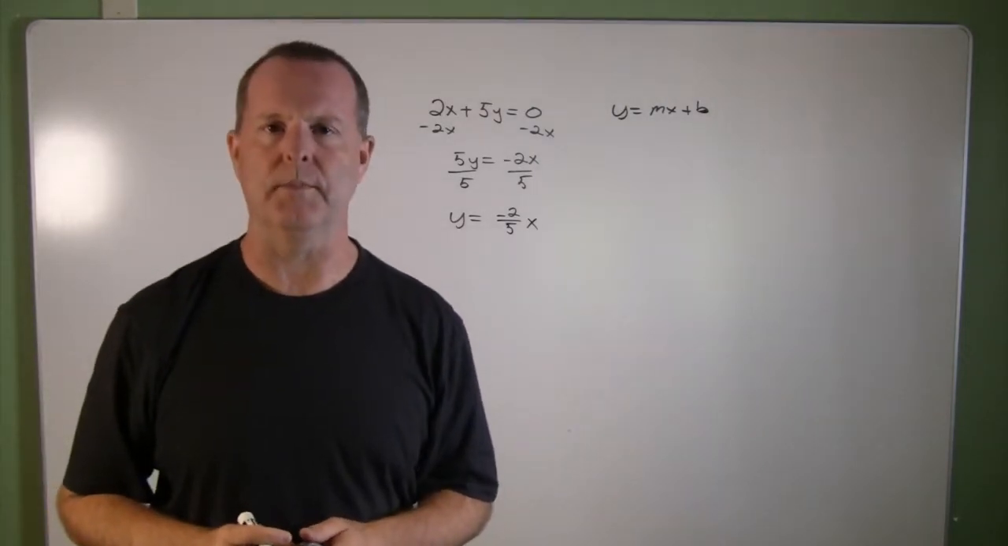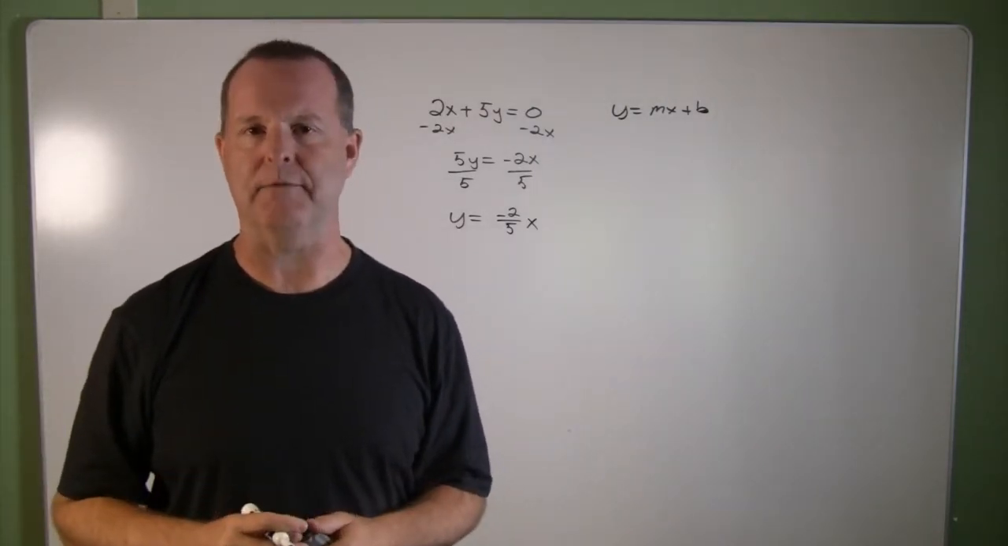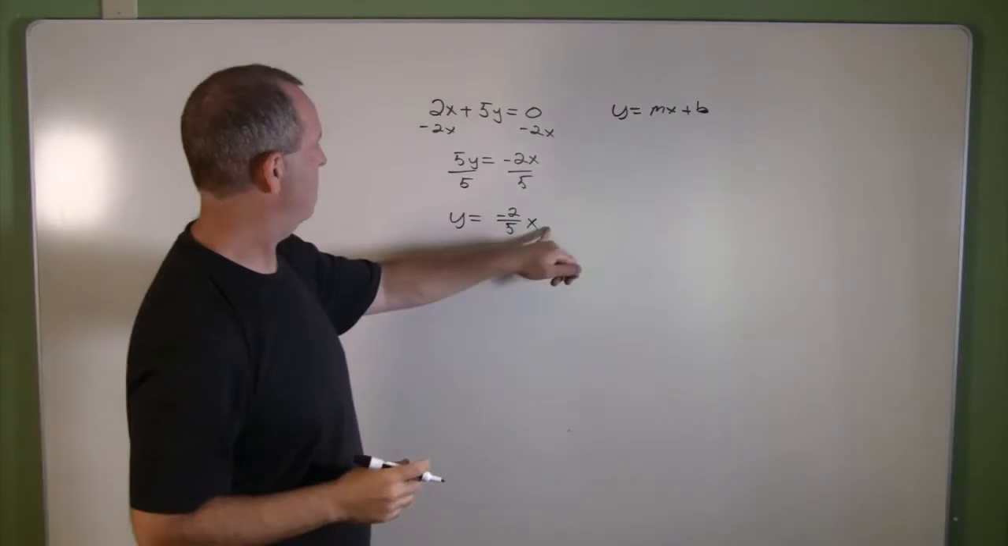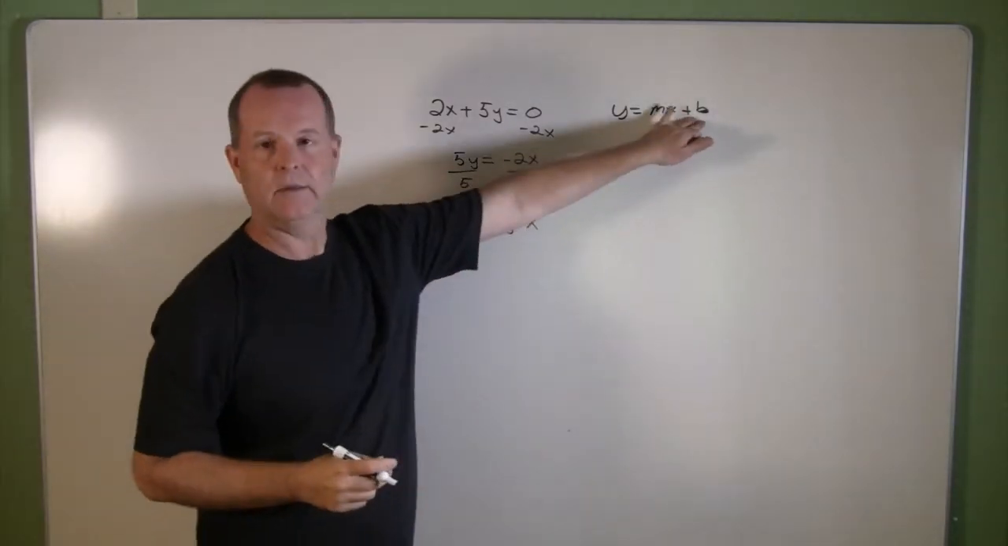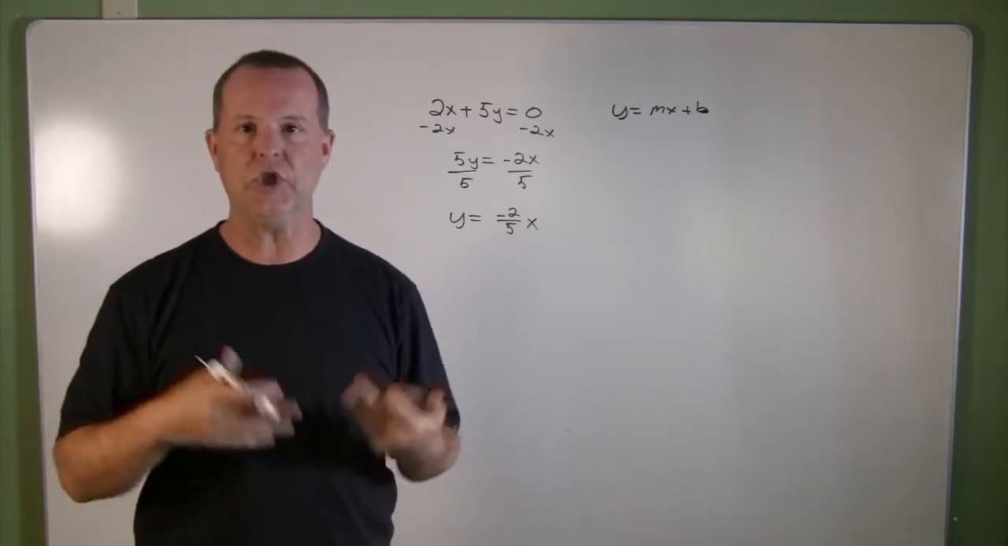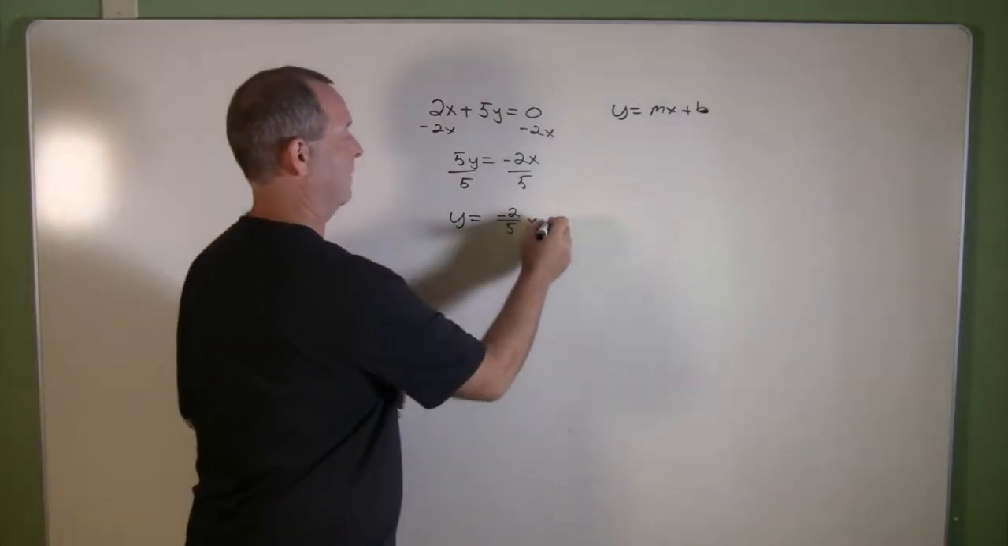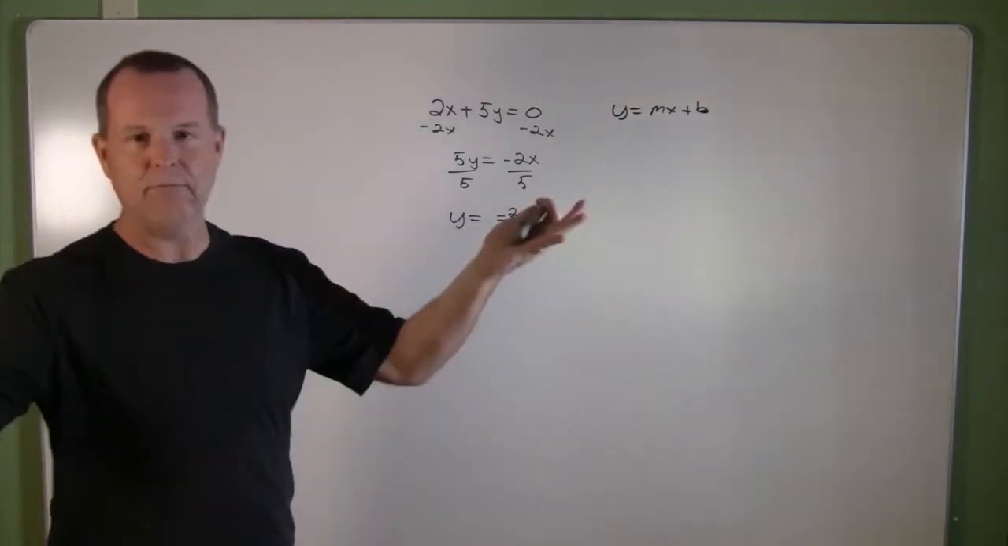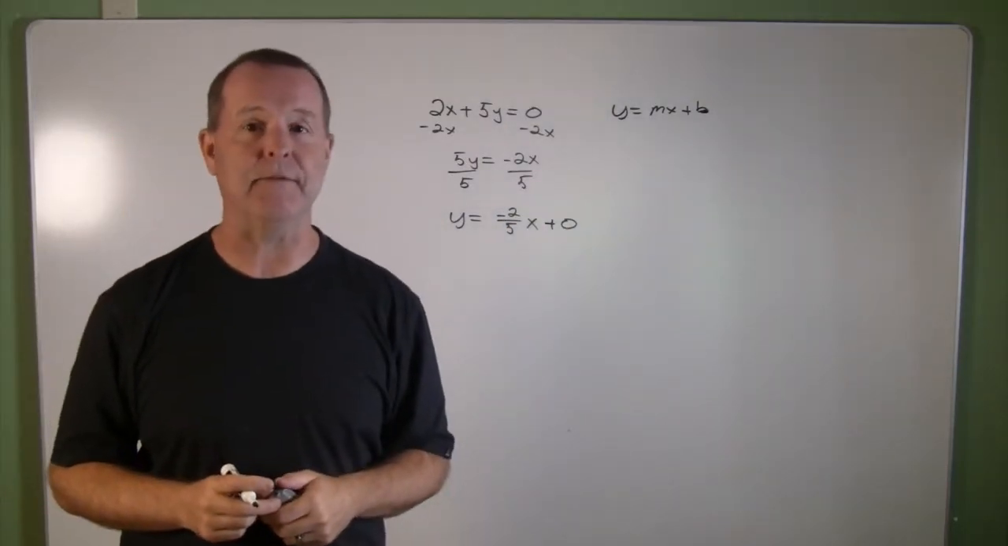So close to being in our y equals mx plus b form. Problem is there's no plus b over here. Well, that shouldn't be a problem. Let's just give it one. Let's call it a 0. There we go. Now it's in y equals mx plus b form.